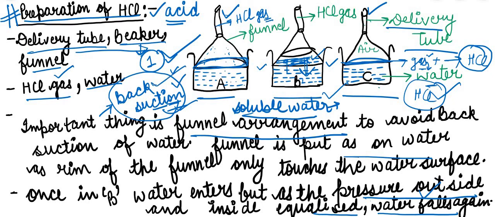So the basic aim of arranging the setup in such a way is to avoid the back suction of the water molecules. We want to avoid that back suction of the water inside the funnel. Otherwise the water will go up over the funnel, and we do not want that. So to avoid that, we take up this whole setup. That is the preparatory part for HCl.